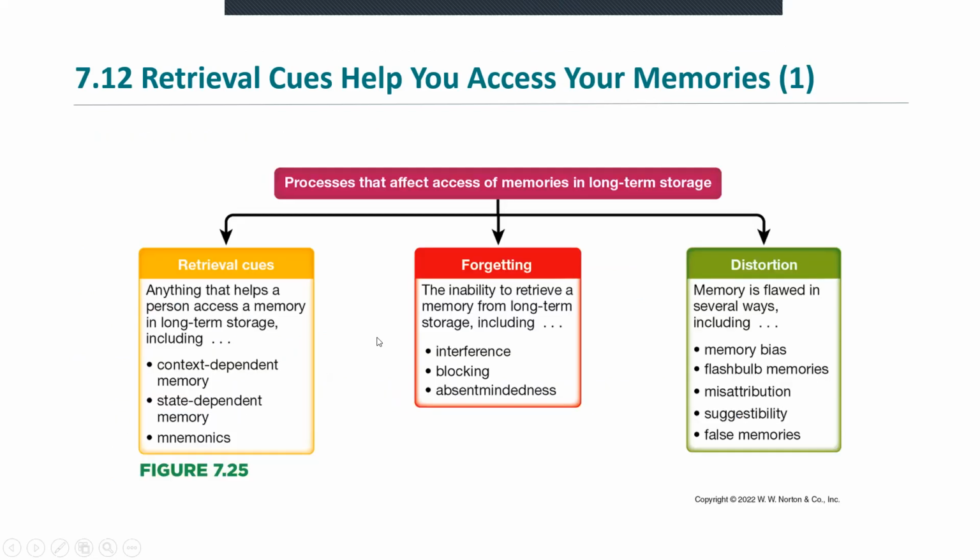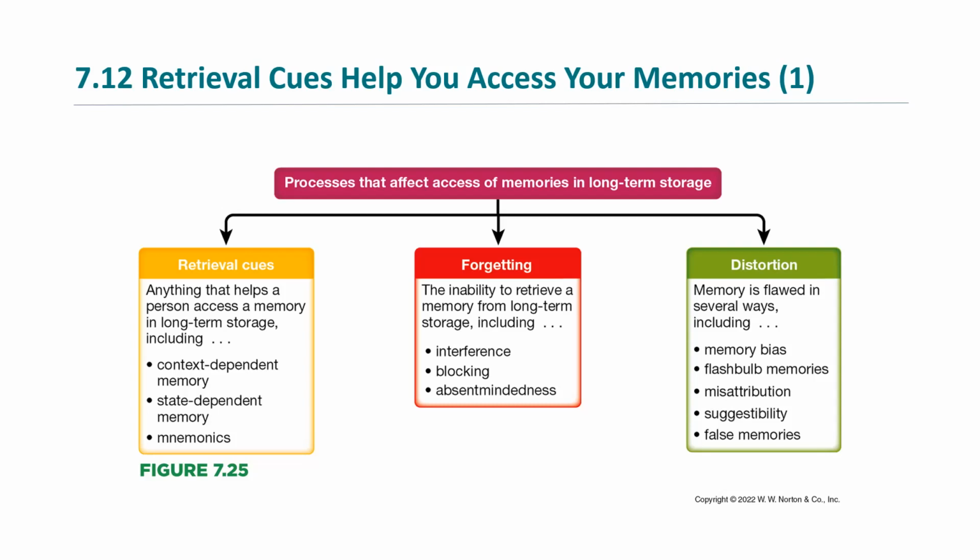Okay, so this figure here summarizes the three categories of processes that affect the ability to access stored memories. There are retrieval cues, which is anything that helps the person access a memory in long-term storage, including context-dependent memory, state-dependent memory, and mnemonics.